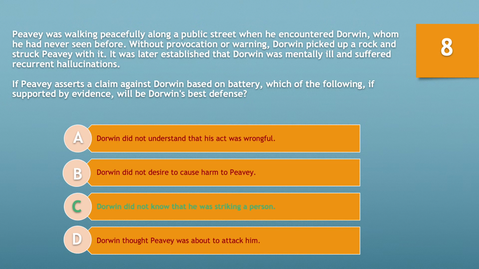As such, not knowing that he was actually striking a person could be Darwin's best defense. D doesn't help because Darwin attacked Peavy without provocation or warning, and self-defense requires a reasonable belief of a genuine threat. Here, there wasn't sufficient time for that to formulate. So as a result, C is the best and only option that is correct.